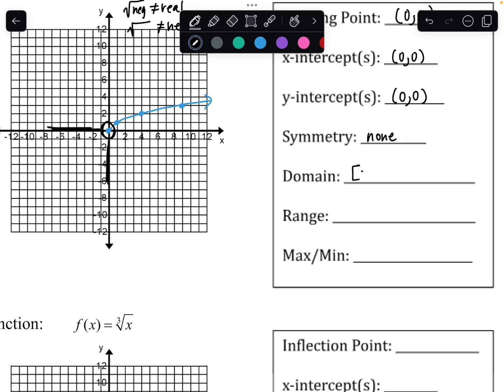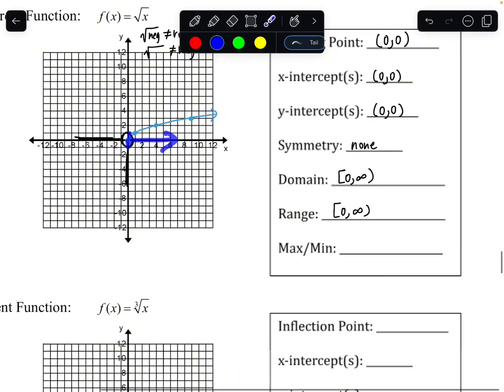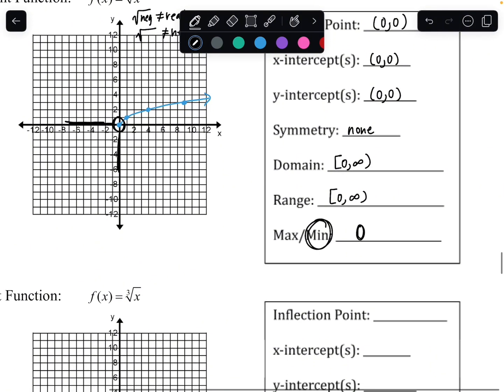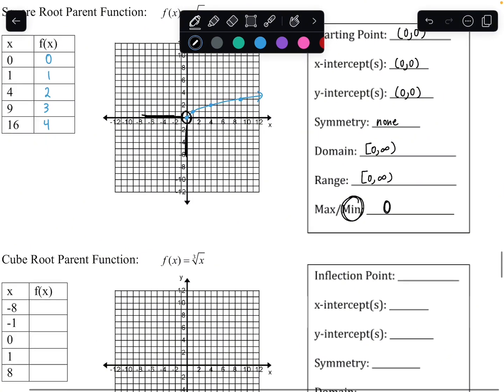The domain of this function goes from 0 to infinity, and we use a bracket because 0 can be included. And then same with the range. It's going from 0 to infinity, starting at 0 on the y and then going up forever. And then for the x, we're starting at 0 on the x-axis and going to the right forever. And so this starting point is a minimum for the function, and that value is 0. You always pick the y value.